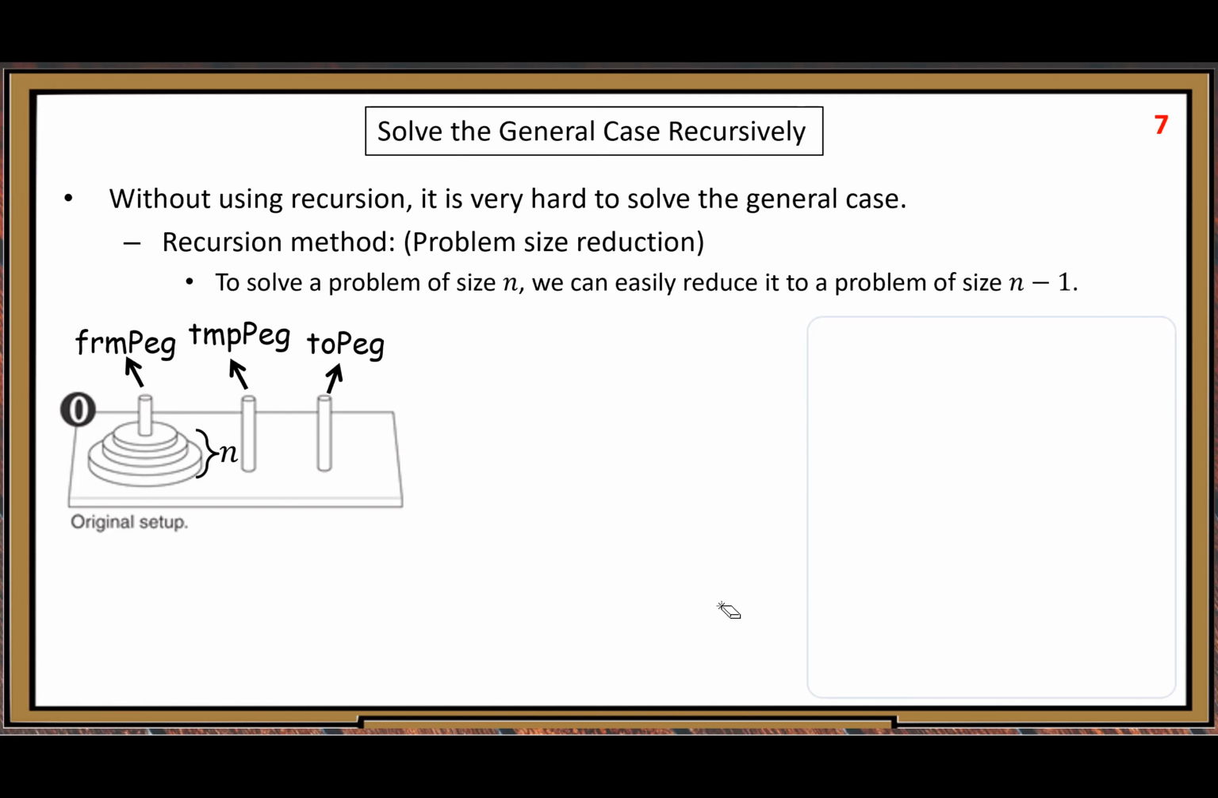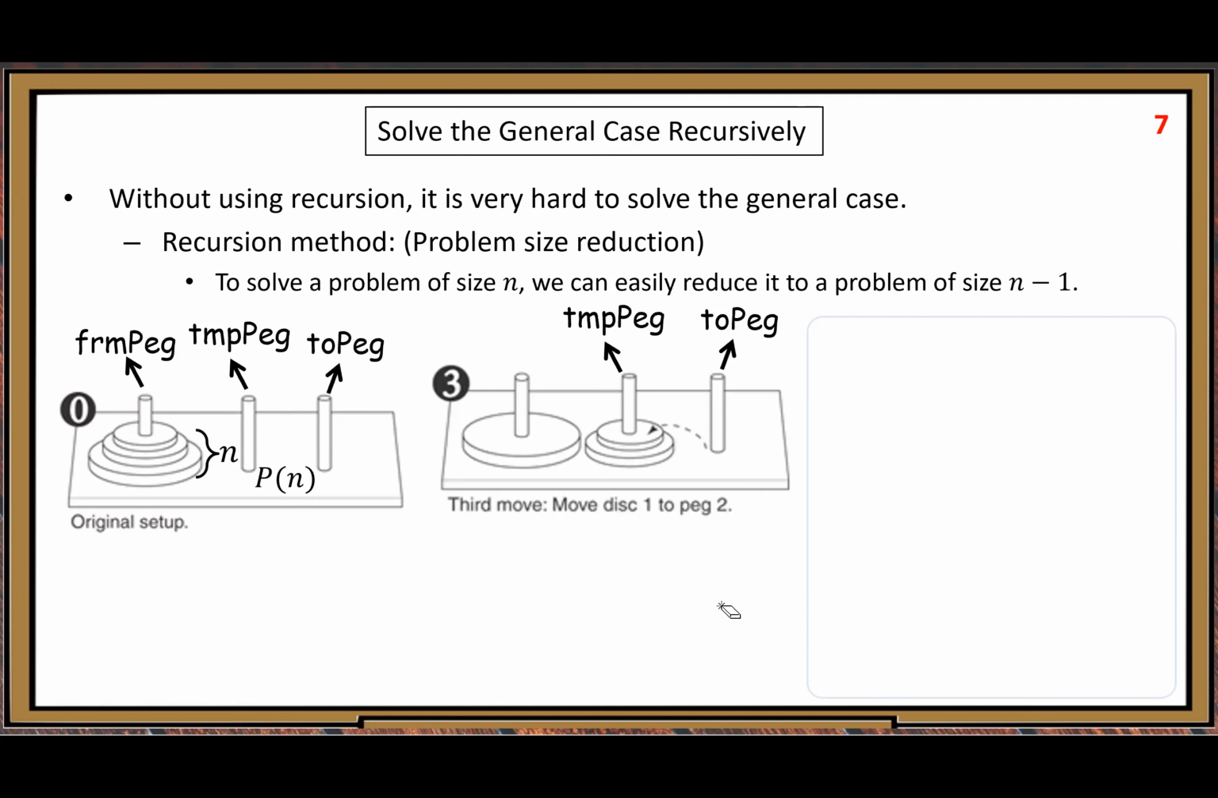Later we can go back to the details, but at this point, at a high level, we can bypass them. To solve P of n, because the P of n minus 1 solution is there, we can apply it. So let us apply P of n minus 1 directly to move the first n minus 1 disks to one of the 2 empty pegs. How about that?